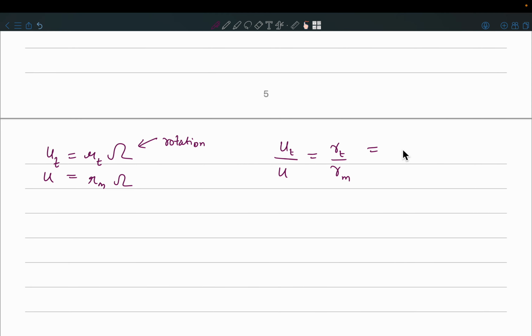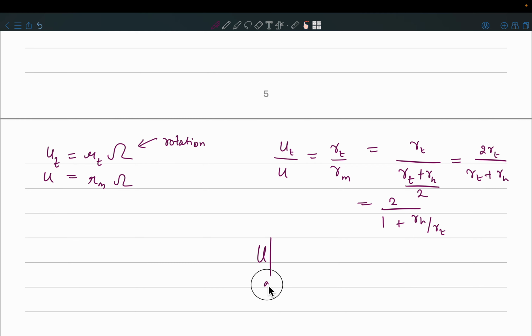So what is mean radius or mid radius? It is nothing but (R_T plus R_H) by 2, and on top I have R_T. If you simplify this, you'll get 2R_T by (R_T plus R_H), and this is nothing but 2 by (1 plus R_H by R_T). This quantity I know, and I also know U tip. So hence we can find U at mid radius. This value turns out to be 320 meters per second.